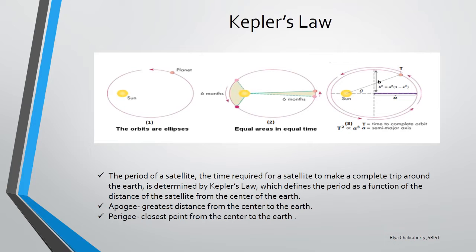And now, what is apogee? The greatest distance from the center of the earth. And what is perigee? The closest point to the center of the earth. The closest point is perigee, and the greatest distance is apogee. I think this is clear to you.